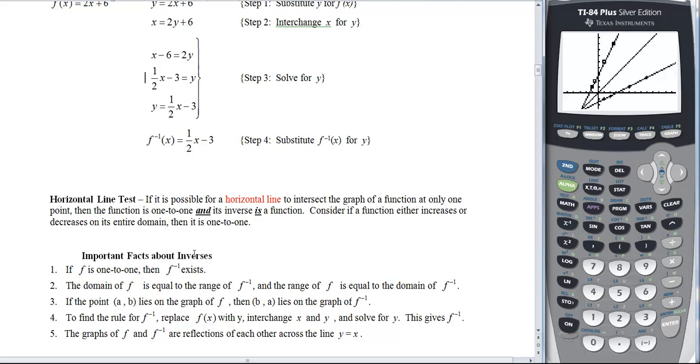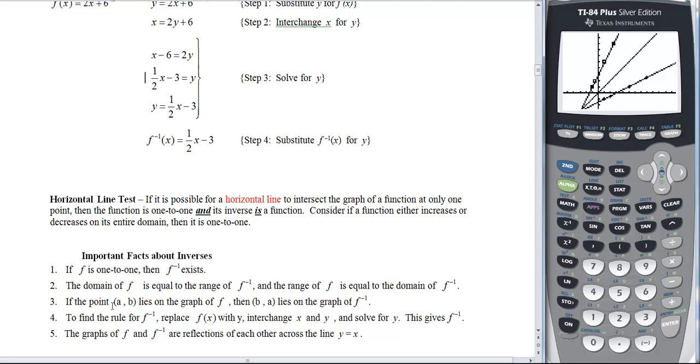So important facts about inverses. If f is one-to-one, then f inverse exists. The domain of f is equal to the range of f inverse, and the range of f is equal to the domain of f inverse. Remember what I said a little bit earlier about interchanging the first and second coordinates? That's where they're coming with number 2.